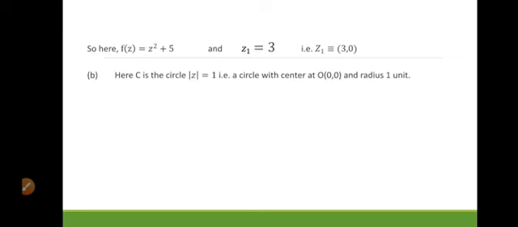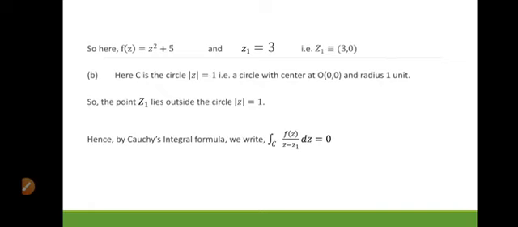Now still there is another curve, that is again a circle mod z equal to 1. So it is a circle with center at origin and radius 1 unit. As compared to this circle, the point z1 equal to 3 lies outside the circle, and hence the integration value is 0 as per the Cauchy's integral formula. So in this way you can find the integration of the given function where the point is lying inside the curve C or outside the given curve C.